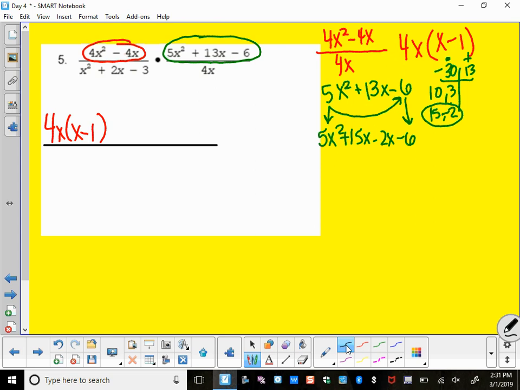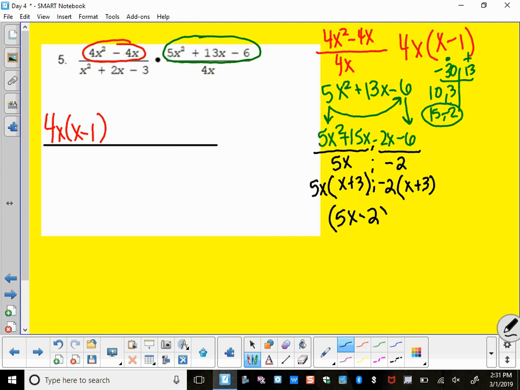Okay, I know this one's long. Sometimes you may need to get scratch paper. My GCF on the left side is going to be 5x. So let's divide, and we're left with x plus 3. On the right side, my GCF is negative 2. Dividing by negative 2 leaves x plus 3. So my final answer for my factors here are 5x minus 2 and x plus 3.